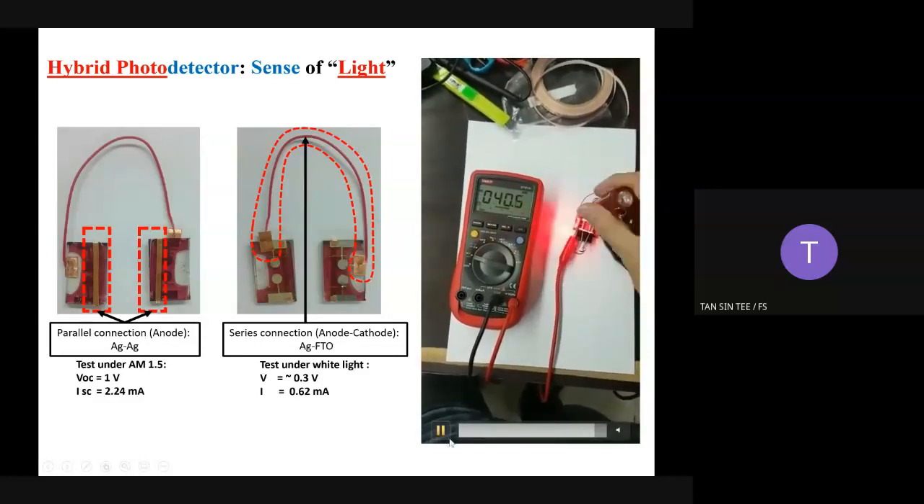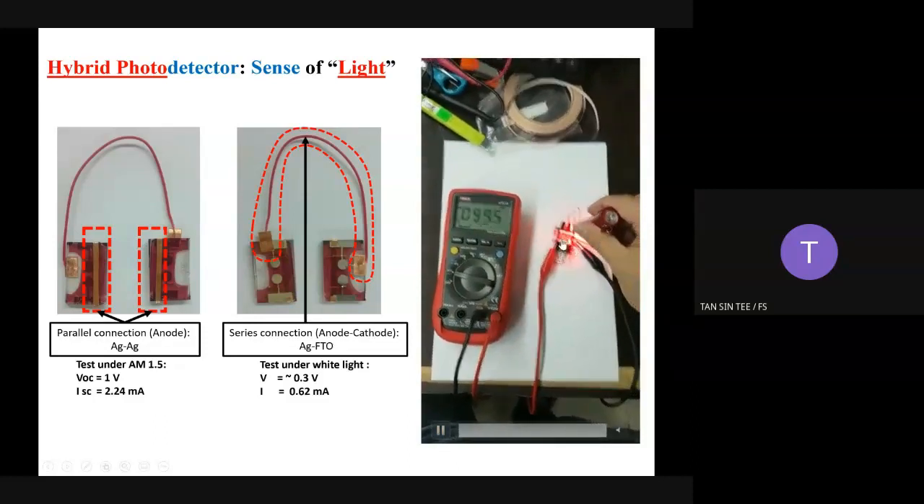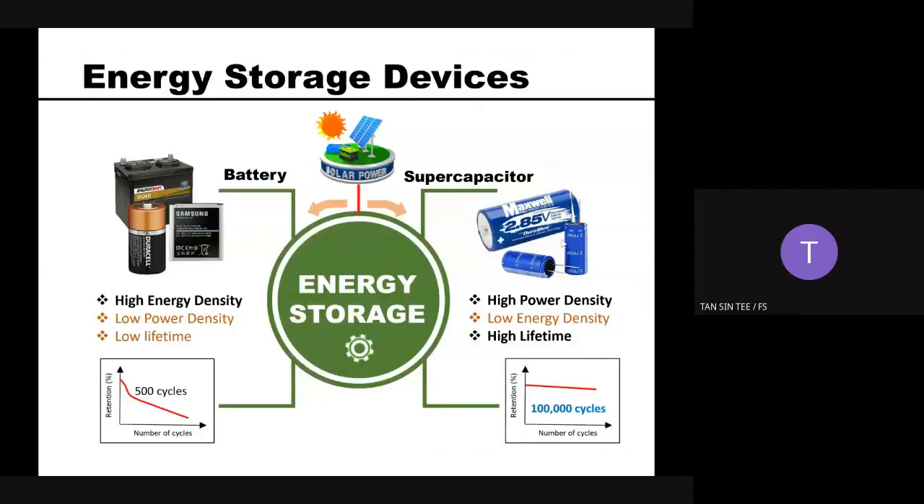So what this means is that our sample is actually sensitive and gives a response to different kinds of power and is able to harvest the light to form energy. The solar cell only harvests the light and then turns it into usable energy. But how are we going to store this energy?